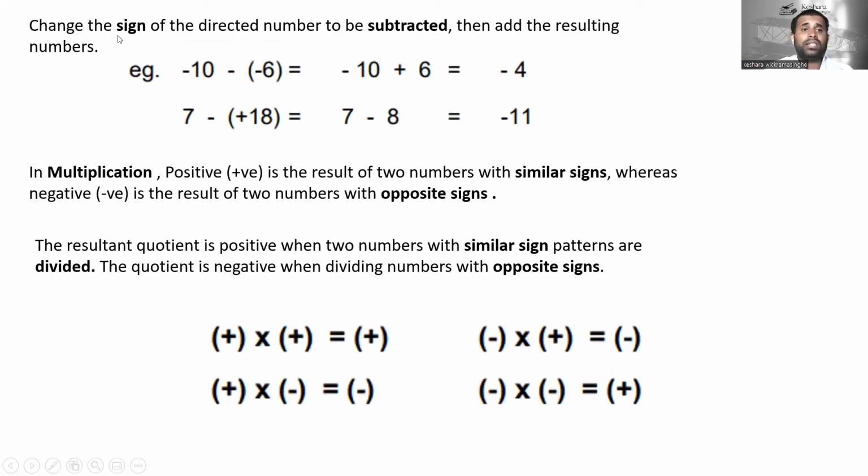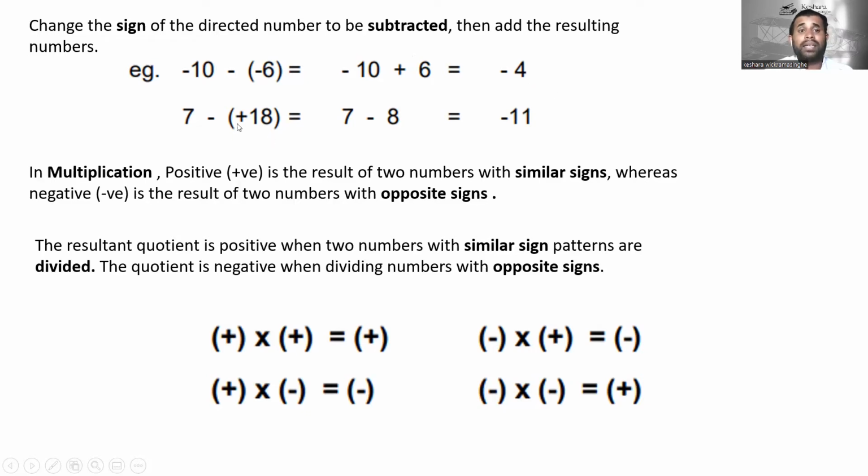All right. So then change the sign of the directed numbers to be subtracted, then add the resulting numbers. Example, -10 minus -6. Then we have to change the sign, so minus into minus plus. So -10 plus 6. So the answer should be -4.